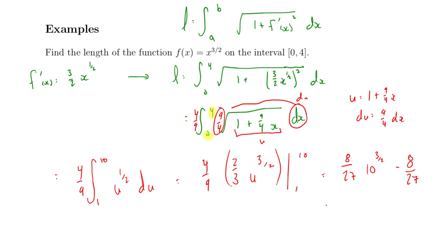Cool. You could probably simplify this a little bit nicer, rewrite this a little bit better. I don't really care, though. Maybe I'll factor out 8/27 at least, and we'll call it that. That's our arc length of that function. Neat.